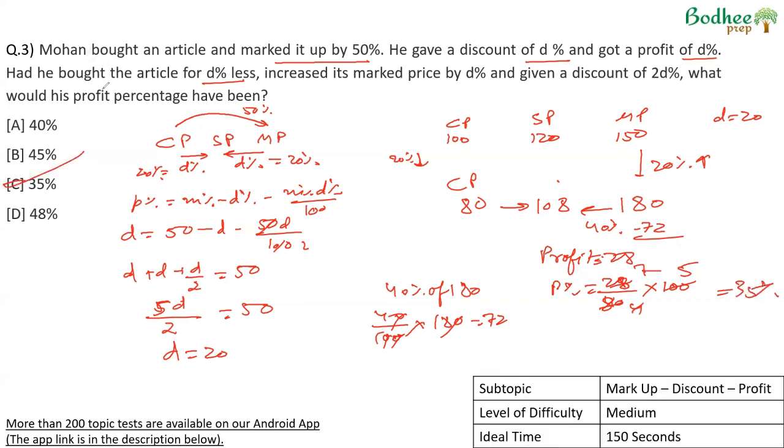And it's a moderate level of question because there are two different calculations involved. So maybe 2.5 minutes to solve. Moderate level and uses all the concepts of markup, discount, and profit.